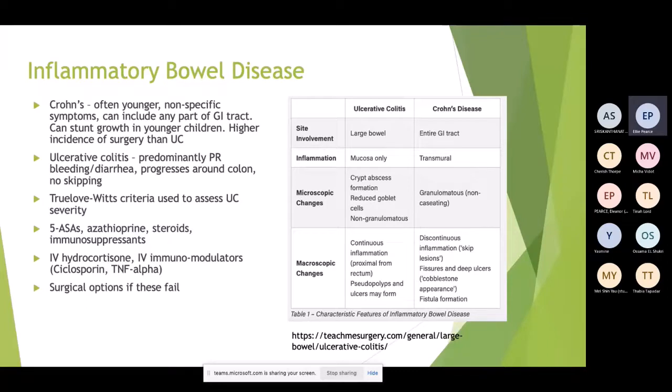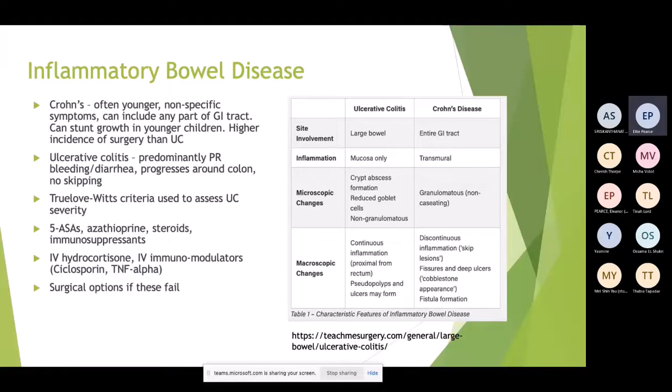So UC, as we've mentioned, starts at the rectum and works its way round. Crohn's can appear in any part of the GI tract. In ulcerative colitis, the inflammation is confined to the mucosa, whereas in Crohn's disease, it's often throughout the layers of the bowel. Microscopically, in UC we see crypt abscesses and loss of goblet cells, and there are no granulomas, whereas Crohn's disease typically forms granulomas.